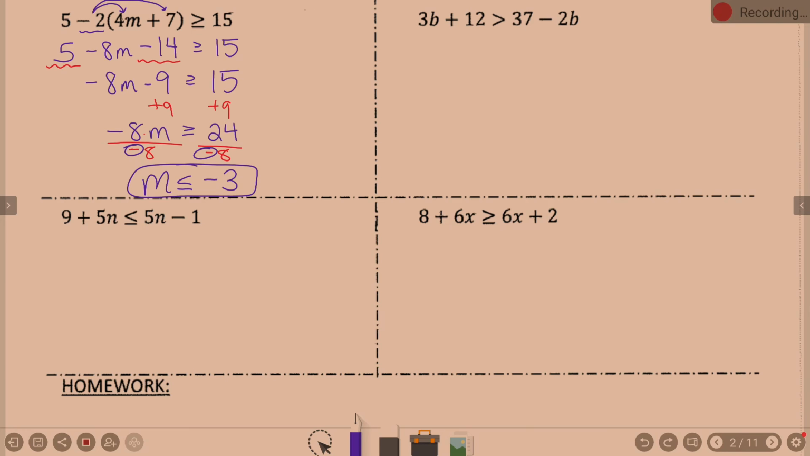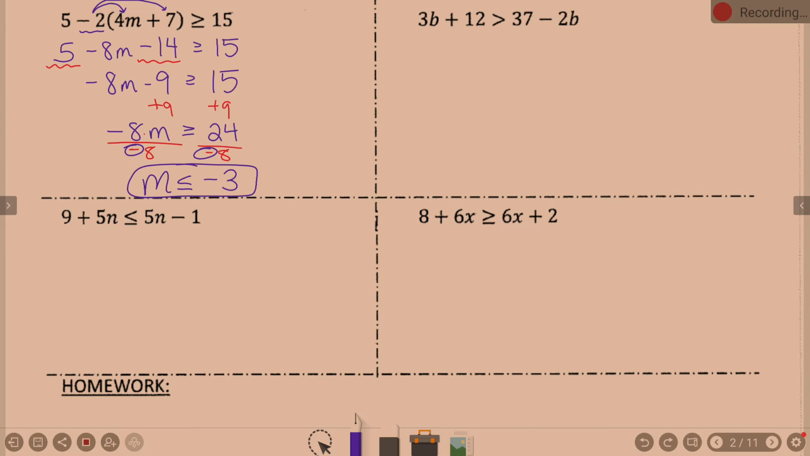Okay, one more variety here. What do you notice about this next one? There's 2 variables, 4 pieces. There's variables on each side, right? So this is where we want to get all of our variables on one side, all the non-variables on the other side.